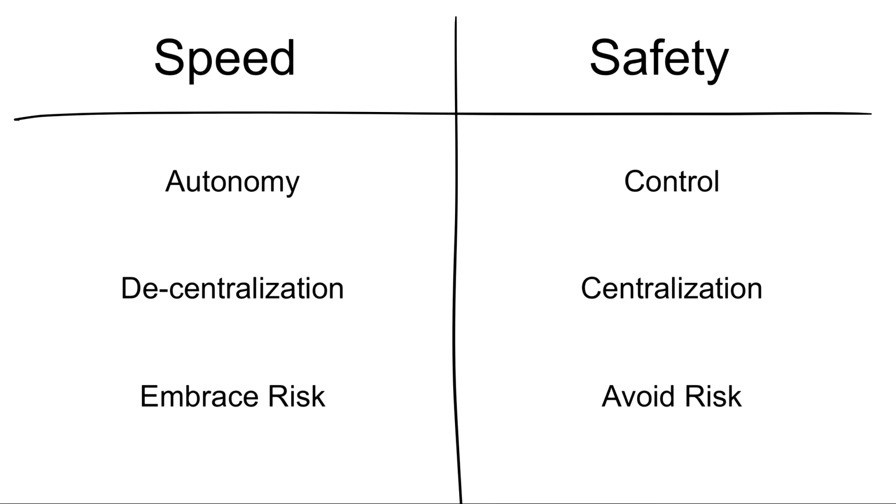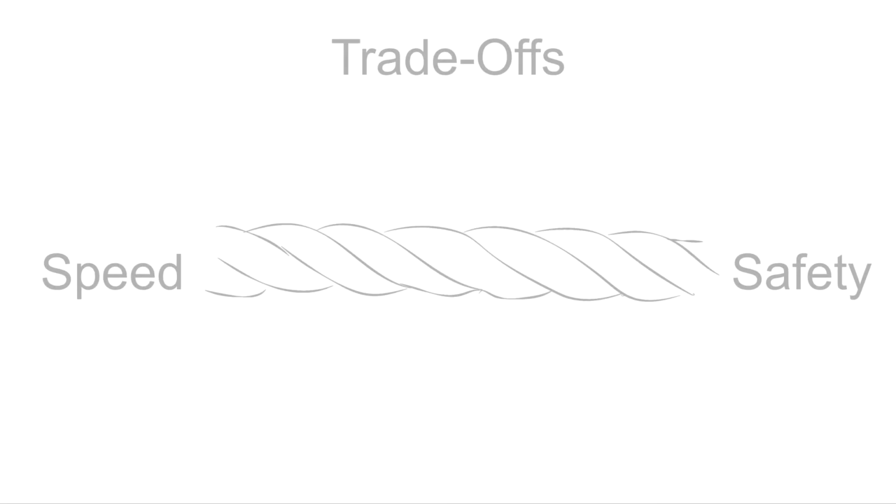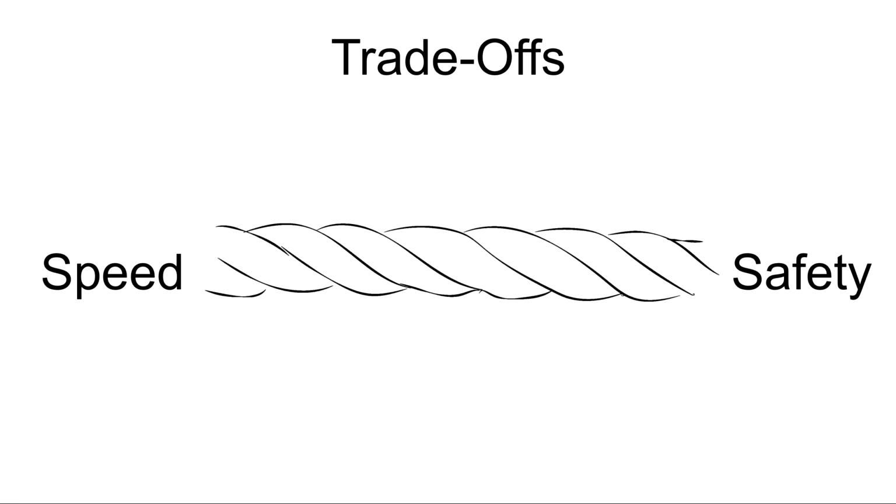If I made this little chart with my examples that I gave you of increasing speed and safety, what we see is it's really opposing forces, right? More autonomy could give us speed, more control would give us safety, decentralization versus centralization, embracing risk versus avoiding risk. When you look at something like this, you kind of get the feeling of, it's a trade-off discussion. And we're going to have to decide where we stand on this. Are we going to be faster or are we going to be safer?